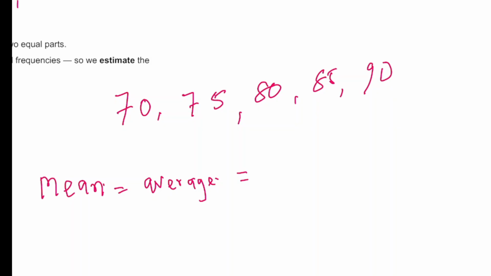The issue of using your phone, that's the problem. So 70 plus 75 plus 80 plus 85 plus 90, how much? About 400, divided by 5, right? So it is 400 divided by 5. That is 80. So the average is 80.